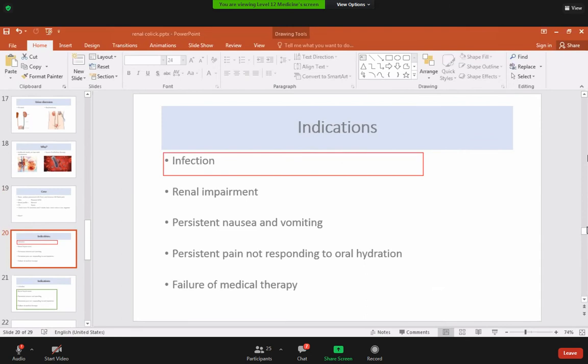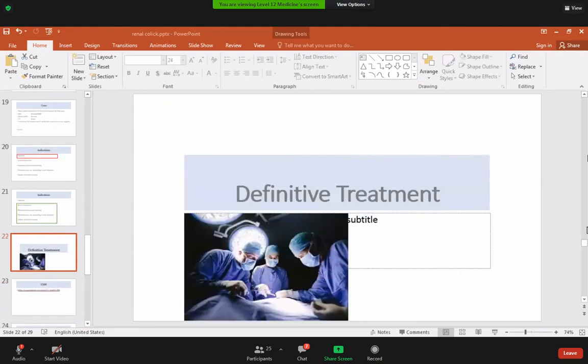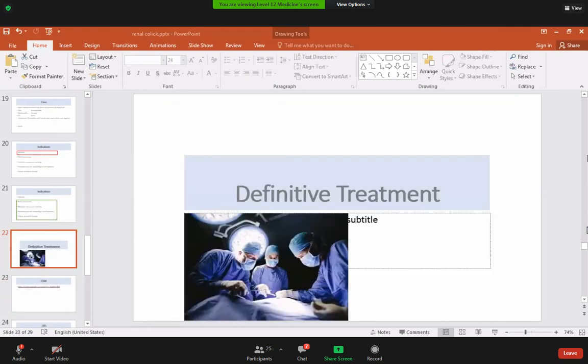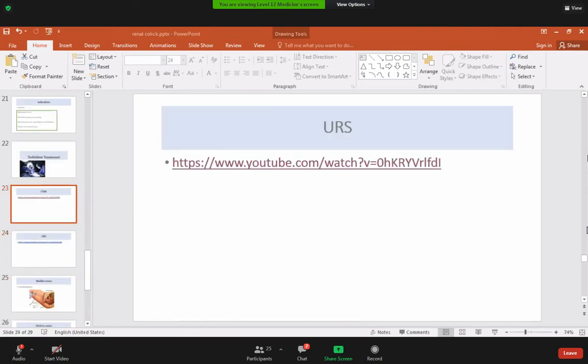Now, as we have said, if the patient is having infection, that is an indication for intervention. Now you have to intervene in this patient. Other indications can be renal impairment, persistent pain, persistent nausea and vomiting, and if we have started medical therapy and it has failed. So definitive treatment is we go for ESWL or we go for ureteroscopy.